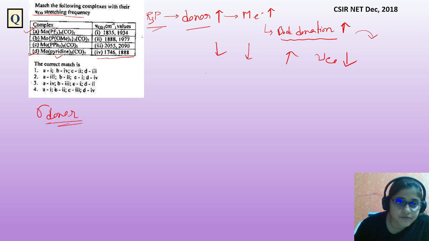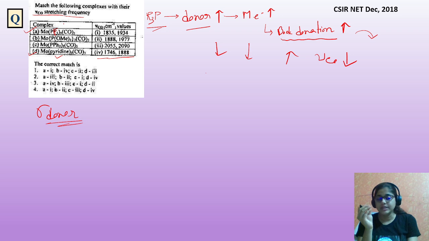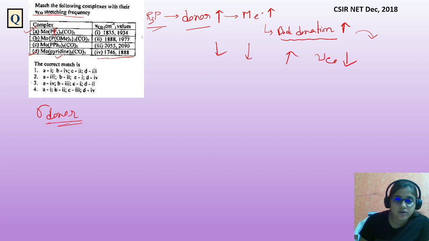If I am considering PF3, it has the least donor ability. So M has now lower electron density, so it can't back donate more, meaning νCO will be more. Okay, so A is 3. Only one option has A as 3. And the least value, which was 4, will be for D.